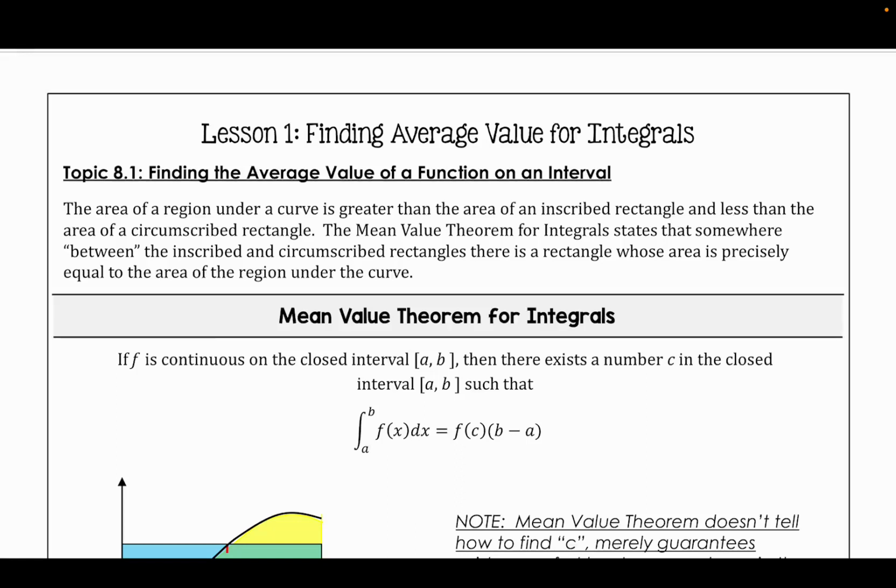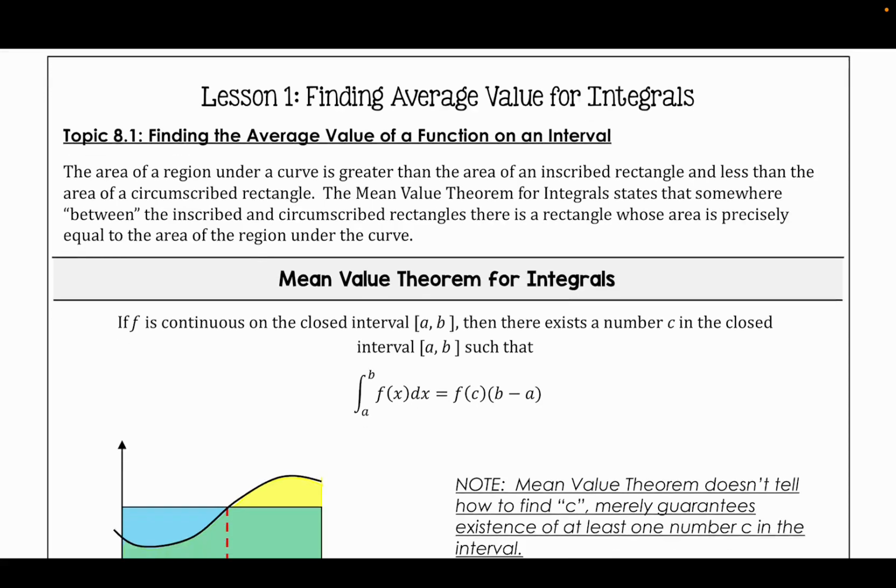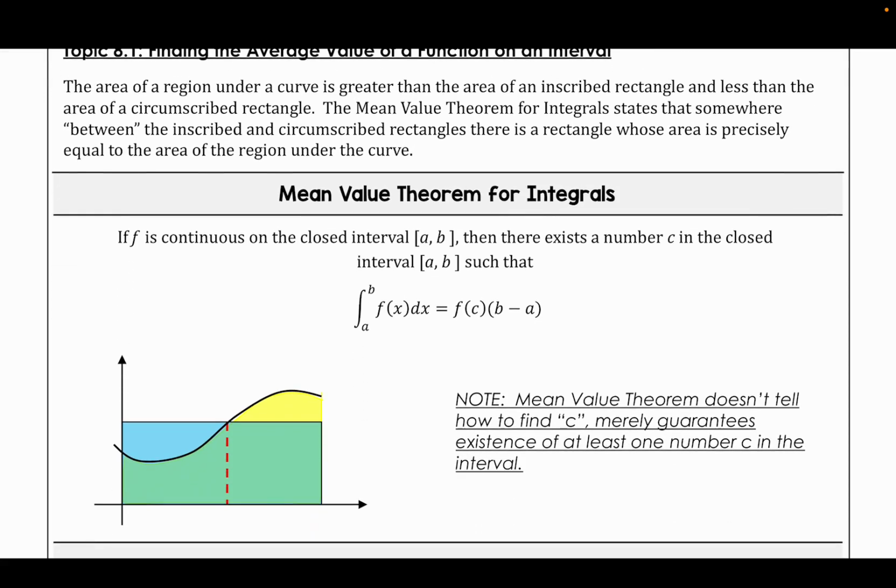All right, so we're going to do our Unit 8, Lesson 1. We're going to talk about how to find the average value of integrals for functions. So we have our mean value theorem that works for integrals, and it has to be a continuous function on the closed interval from a to b. And if it is, then there exists a number c in the closed interval such that the integral from a to b of f of x dx equals our function f of c times our b minus our a value.